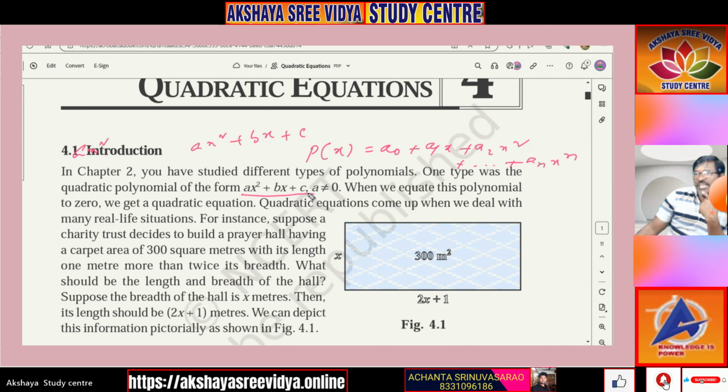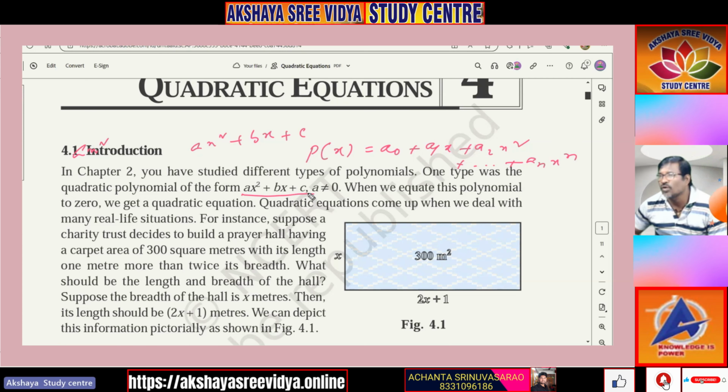When we equate this polynomial to 0, we get quadratic equation. Generally ax square plus bx plus c is the polynomial expression. Quadratic polynomial expression that is equal to 0, that is the quadratic equation. Okay.